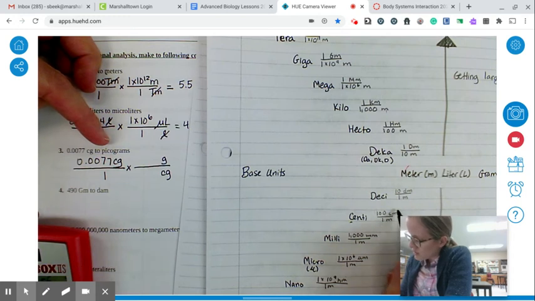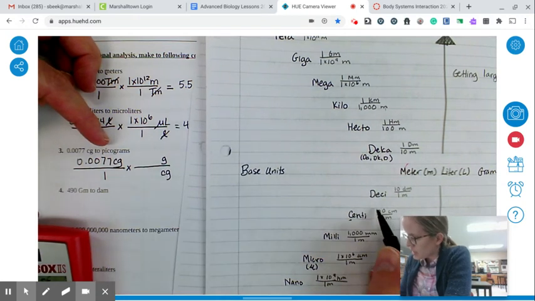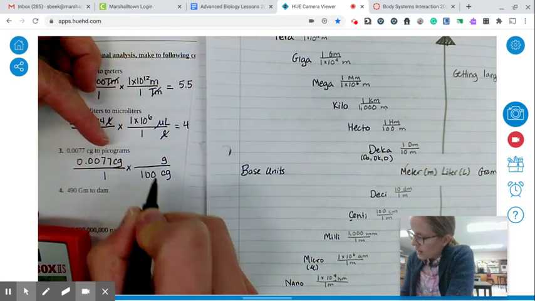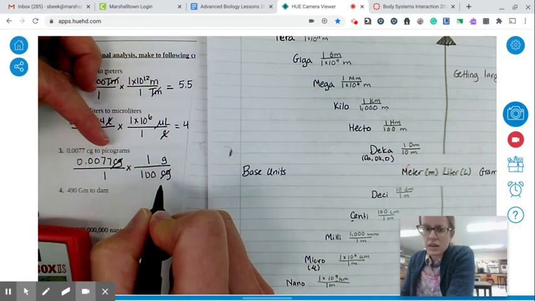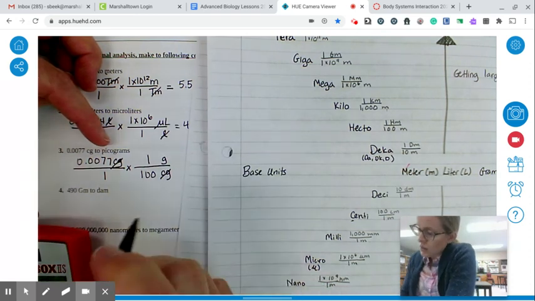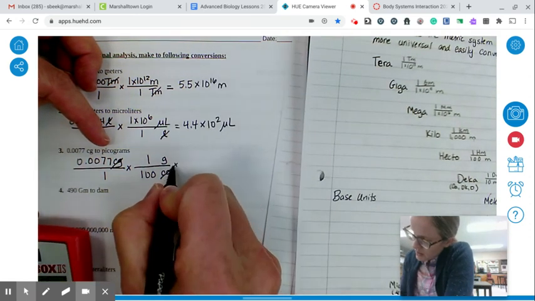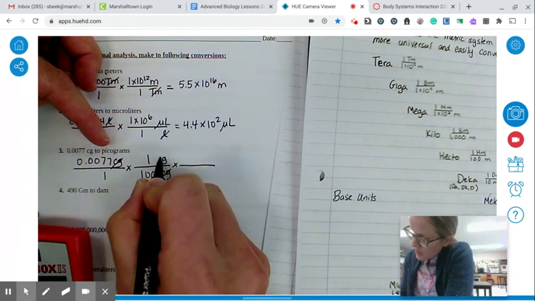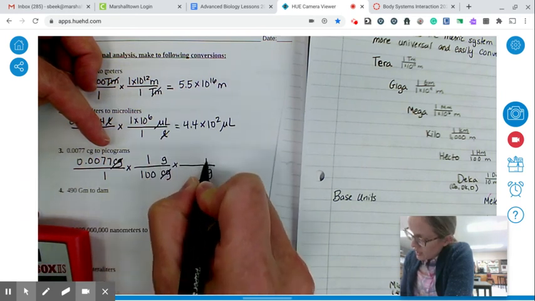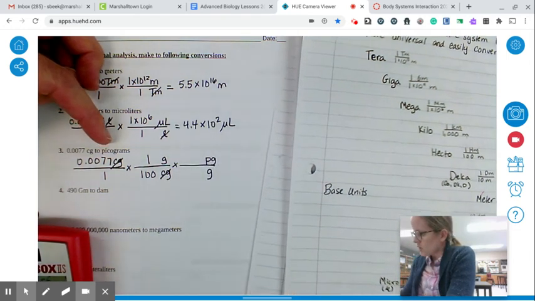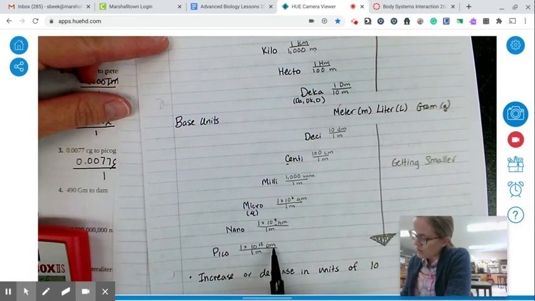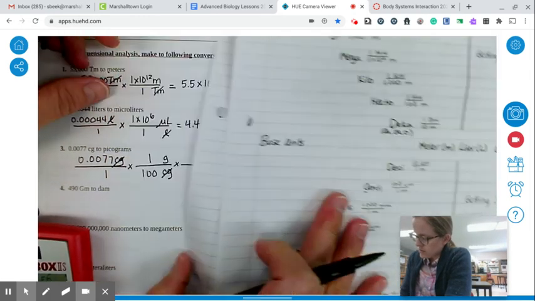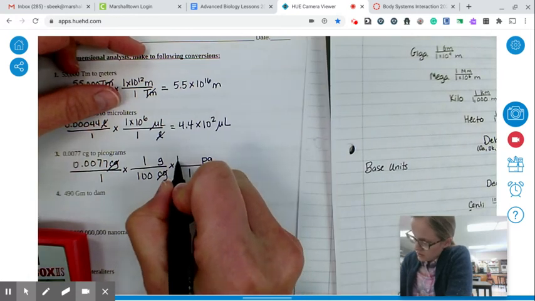And if I use these numbers, I'm going to flip them around. I have my centi on the bottom. So that means I have to put my 100 on the bottom. And I have to put my 1 on top. If I stop there, that takes me to grams. And I don't want grams, I want picograms. I'm going to keep going. So now I'm going to take my gram and put it down there. And that's the base unit. So I can go ahead and go to picograms. If I look at my chart, it's 1 times 10 to the 12th picograms in 1 gram.